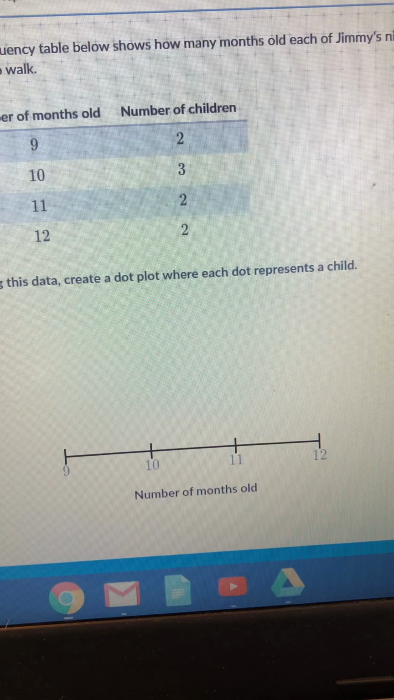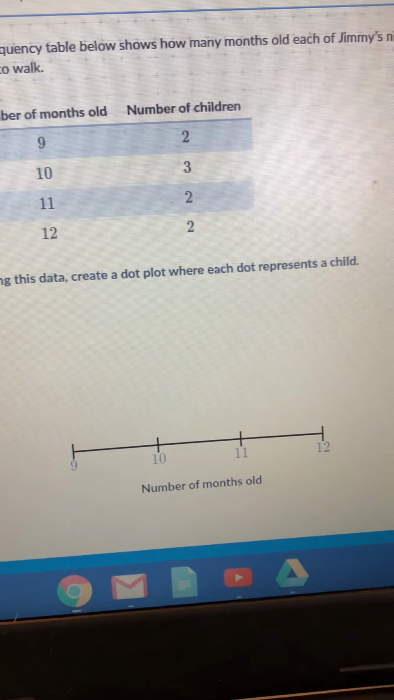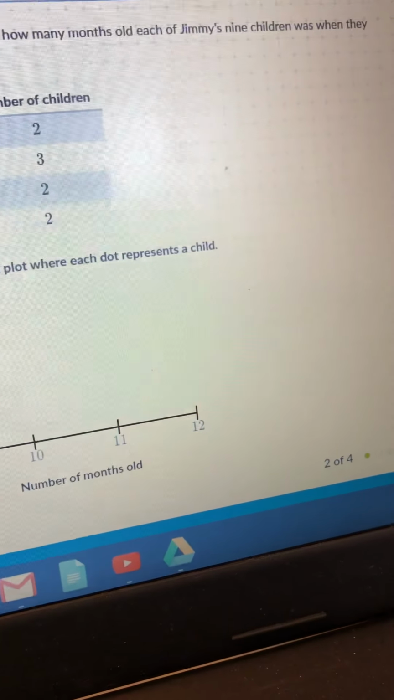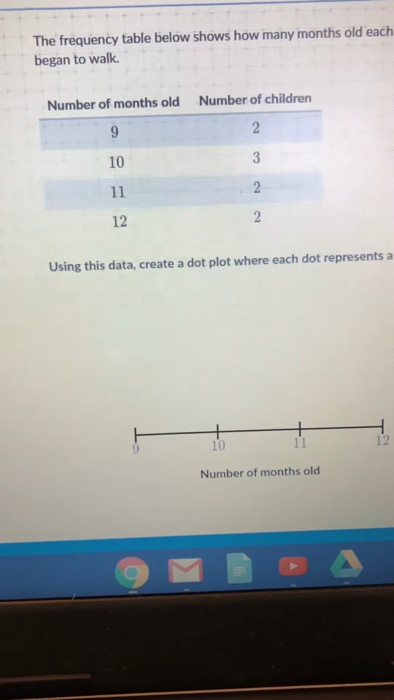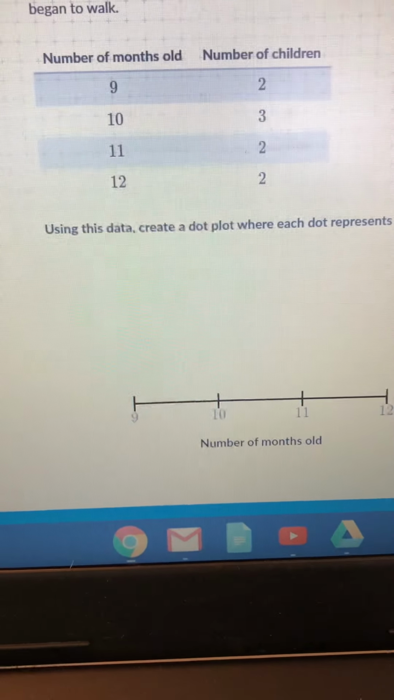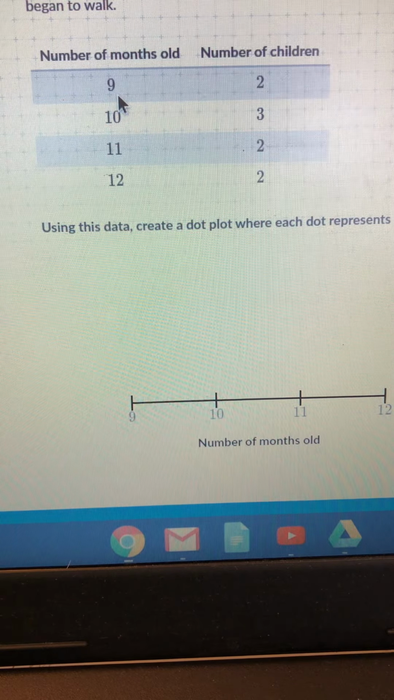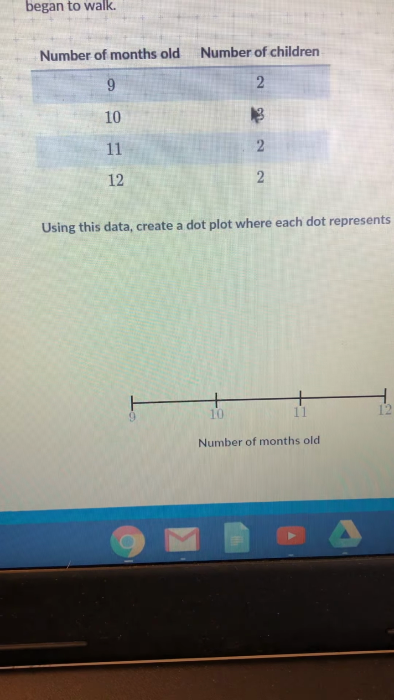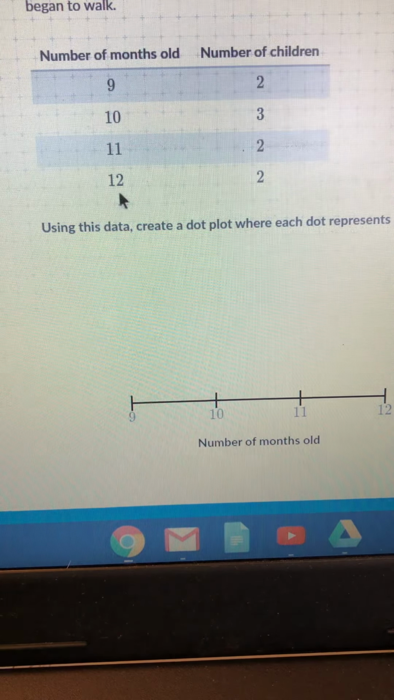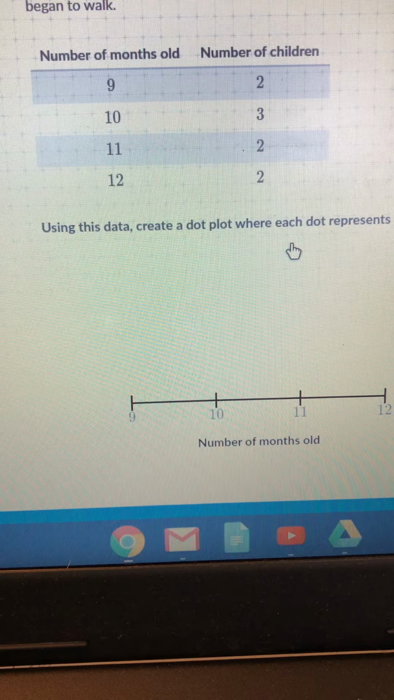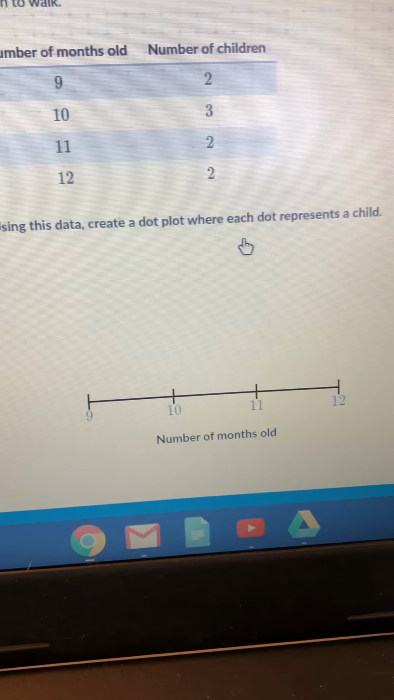This next question says the frequency table below shows how many months old each of Jimmy's 9 children was when they began to walk. So Jimmy has 9 children. Here's the number of months old they were. So 2 of Jimmy's children were 9 months old when they started to walk. 3 of the children were 10 months old. 2 of the children were 11 months old. 2 of the children were 12 months old. Okay, so using this data, create a dot plot where each dot represents a child.